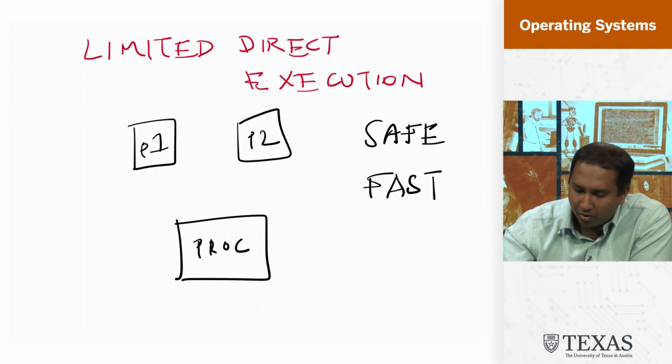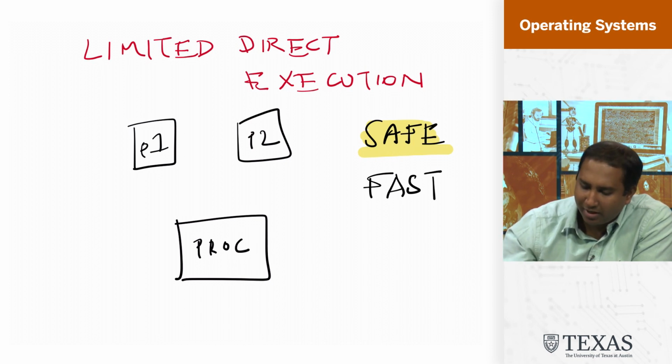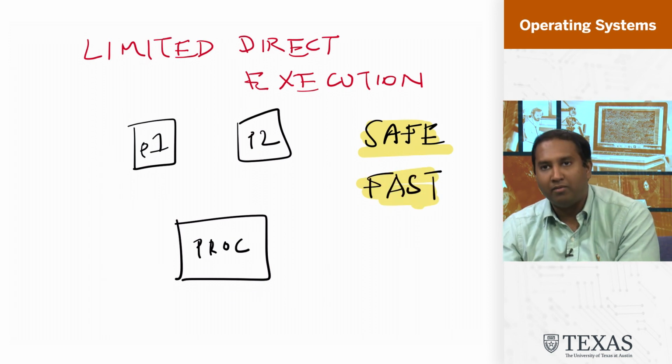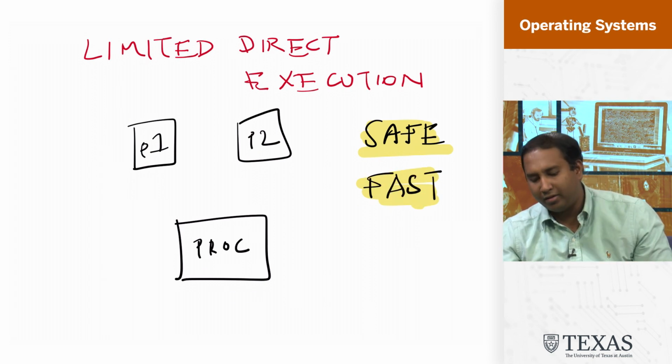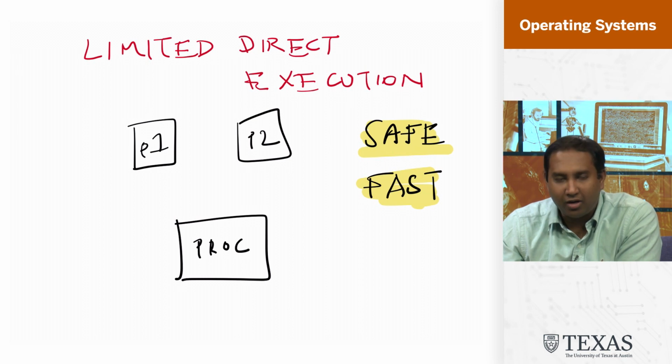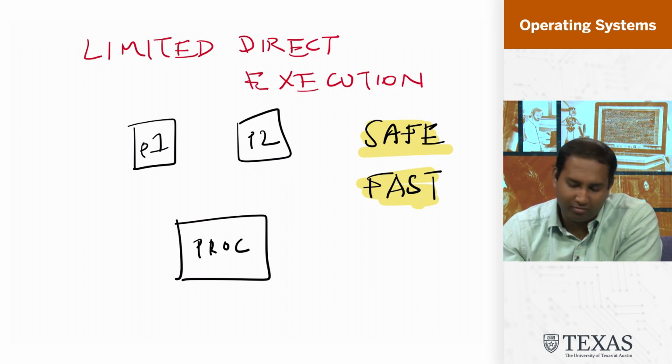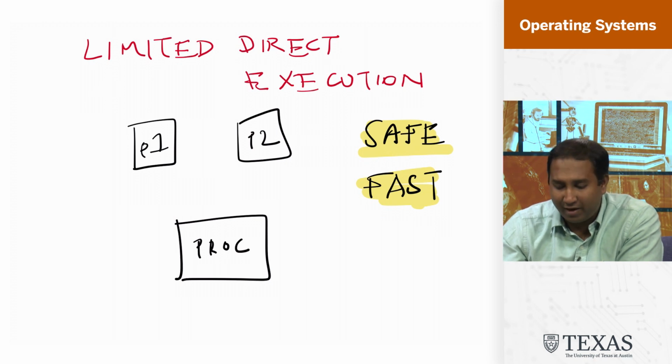So what do we mean by safe? So let's say we allow P1 to run. Or let me actually cover fast first and then we'll get to safe. So we want our execution to be fast. If you're running two processes at the same time, your machine should not run half-fast slow, right? If we had a computer like that, nobody would buy it. So we want our computer to run as fast as possible.